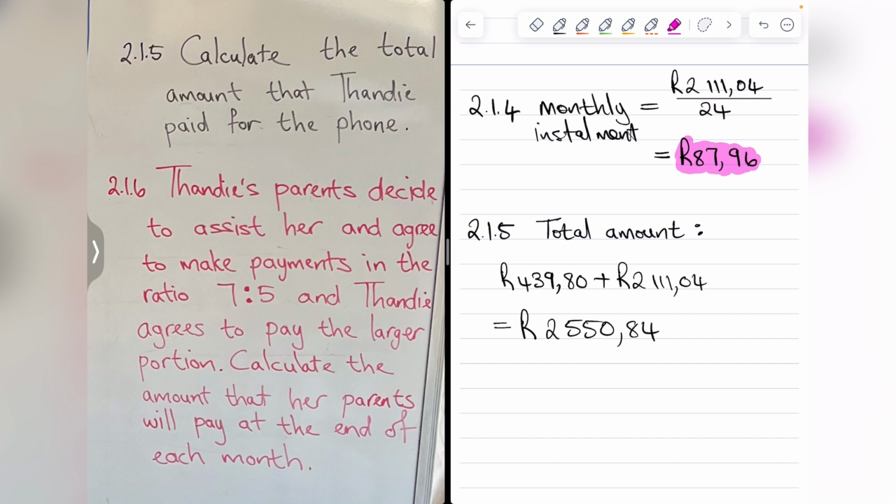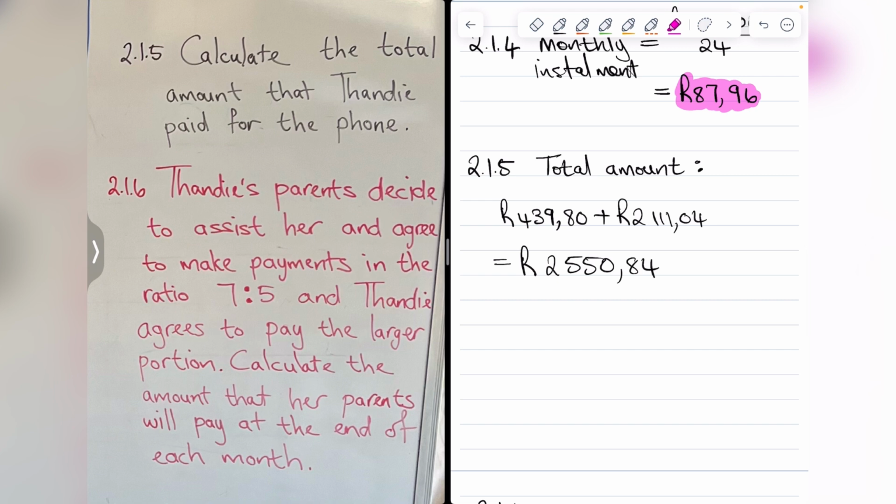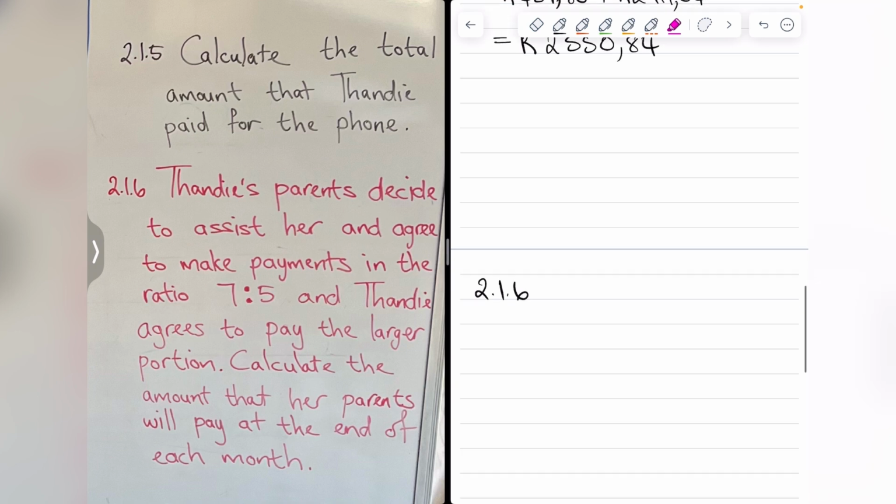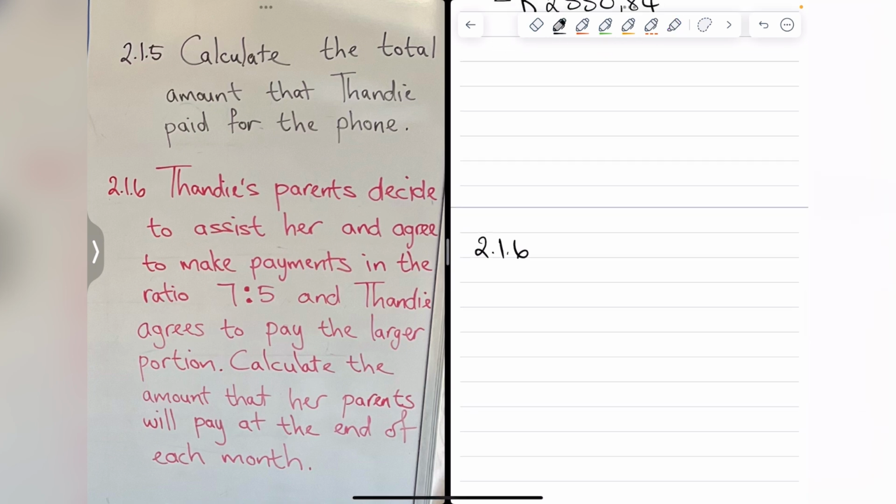She's doing this for 2 years. Now her parents are deciding to help her pay that. Don't know why, because it's not even $100 yet. But anyway, she is going to get help from her parents, and they're going to help her pay in the ratio 7:5. In other words, they need to pay a portion of 87 Rand 96 cents, where Thandi is going to pay the larger portion. Now the larger portion in the ratio 7:5, of course, is 7.